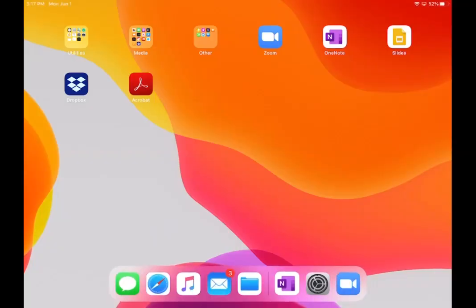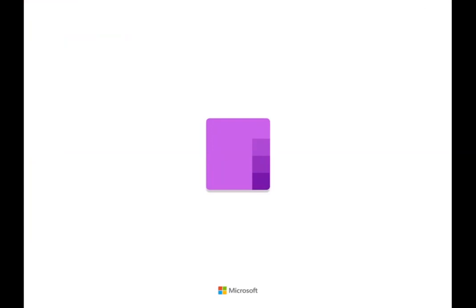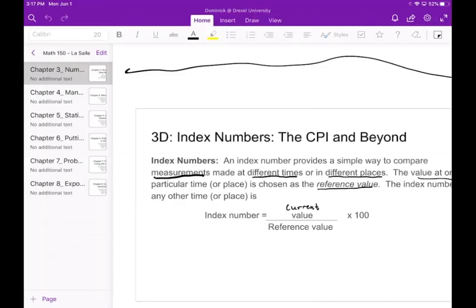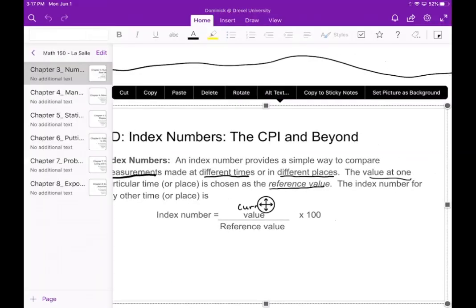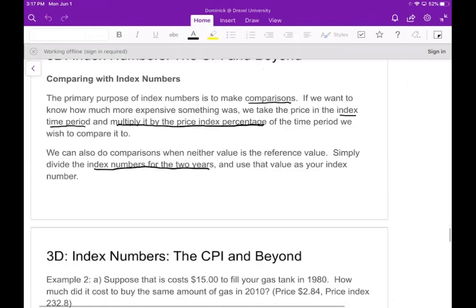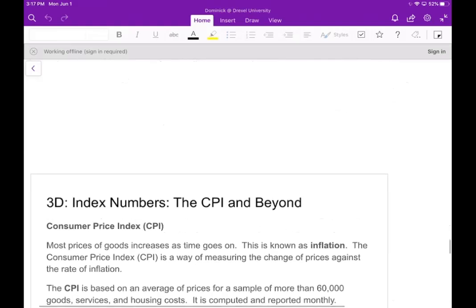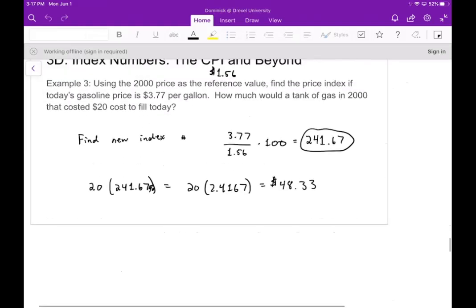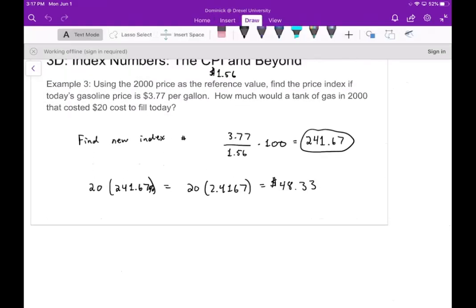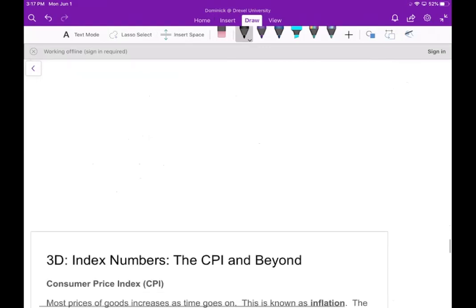Oops. All right, let's bring it back. Okay, so I gotta scroll back down here. Okay, yep, so then we ended up with $48.33. Okay, so that's a couple examples using the index numbers there.